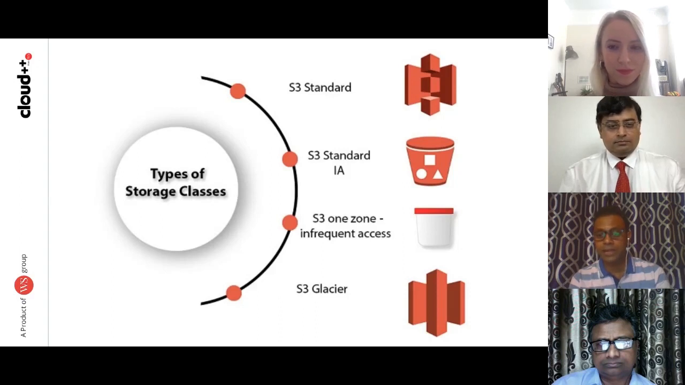And the Glacier is the cheapest one actually. Means data that is not going to be accessed more than once or twice in a year. This kind of data we are going to store in the Glacier. That's the cheapest one. So in that way we can reduce our cost.